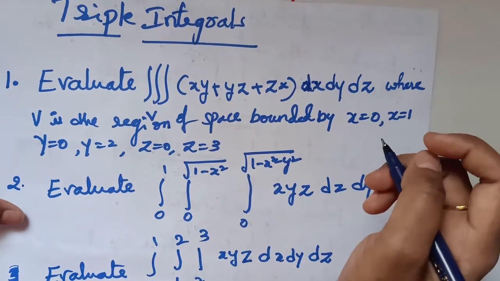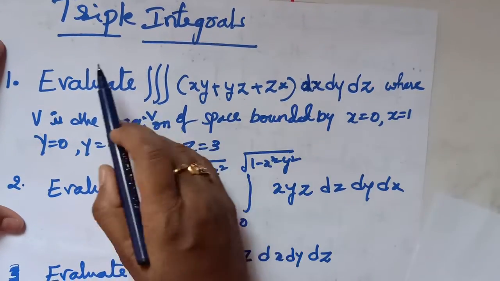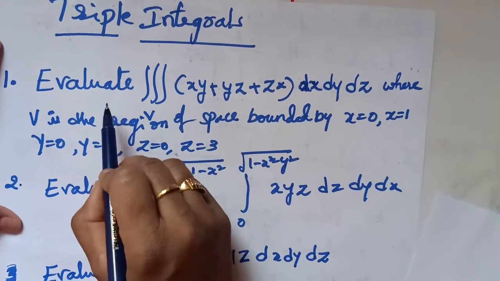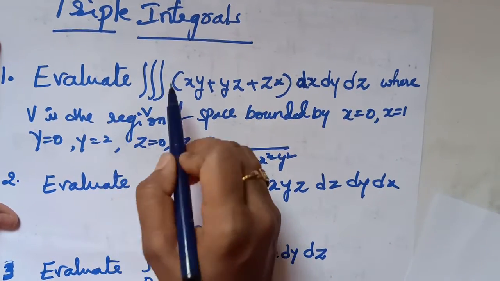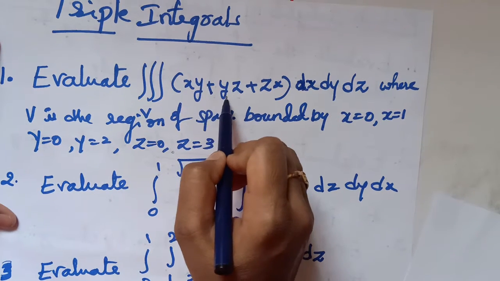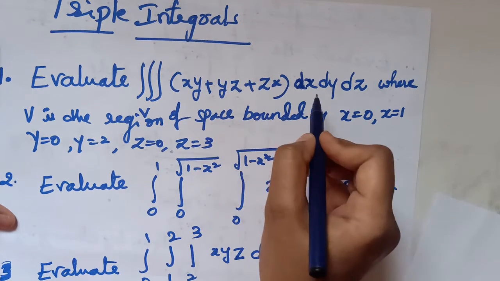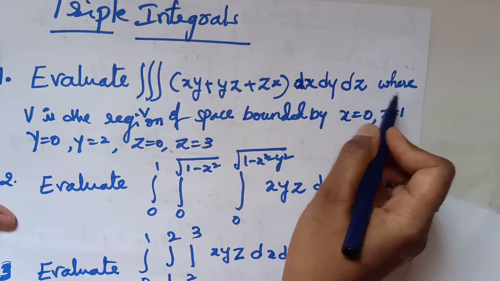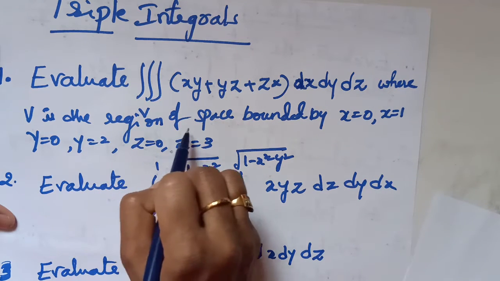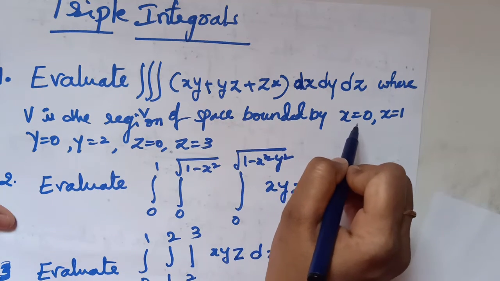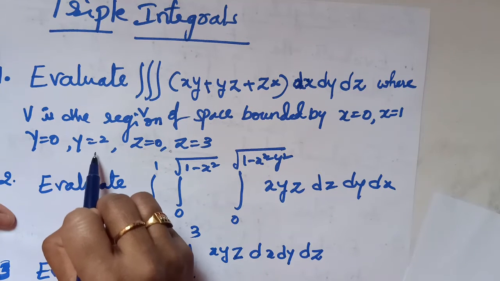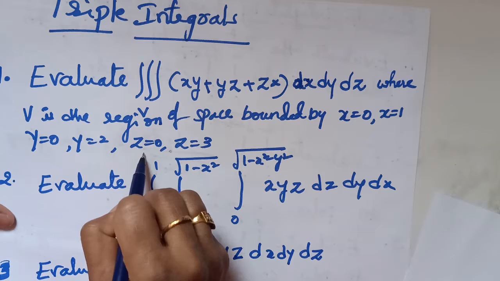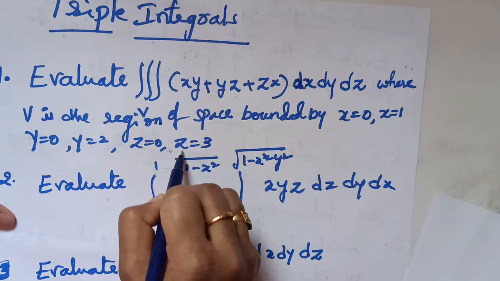Hello everyone. In this session we'll discuss triple integrals. Here are some problems to discuss. First one, evaluate the triple integral of xy plus yz plus zx dx dy dz, where V is the region of space bounded by x equals 0, x equals 1, y equals 0, y equals 2, z equals 0, z equals 3.